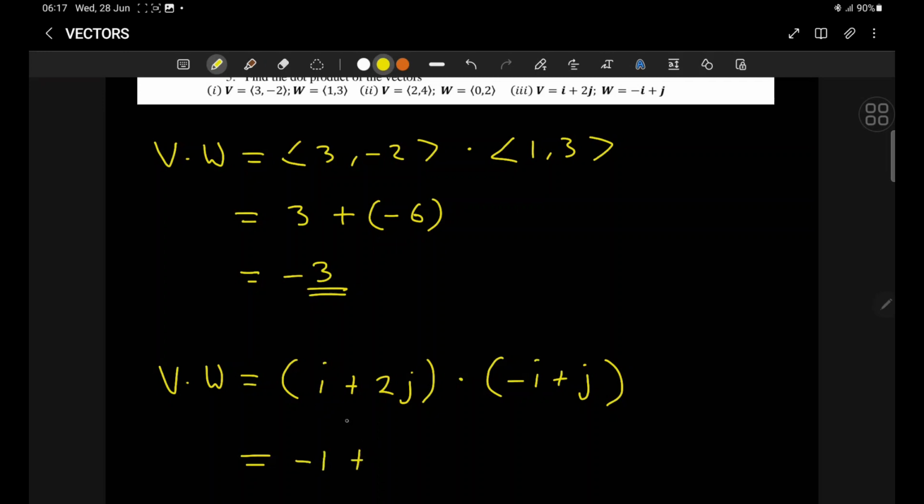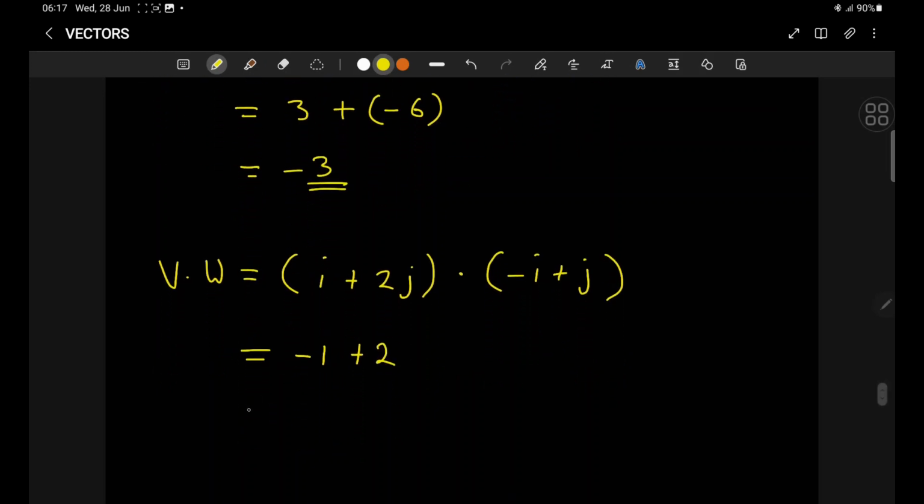Plus, if we say I dot j, remember it's 0, so there's no point of writing it. Then 2j with I will give us 0. So 2j multiplied by j, we just have 2, because j by j is 1. Then our representation will just be negative 1 plus 2, that is 1. And you're done. So that's how you solve expressions if you are told to find the dot product.